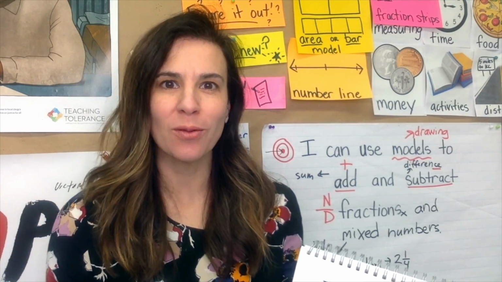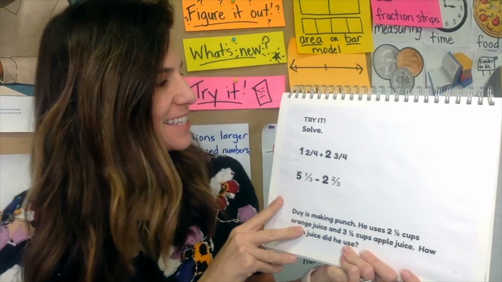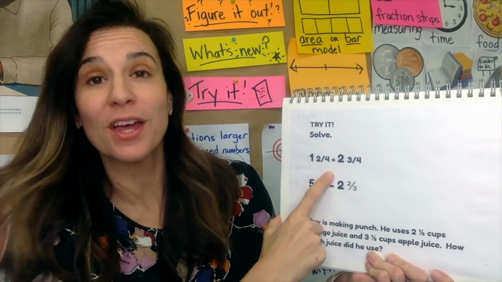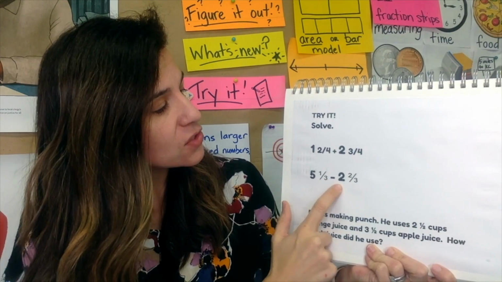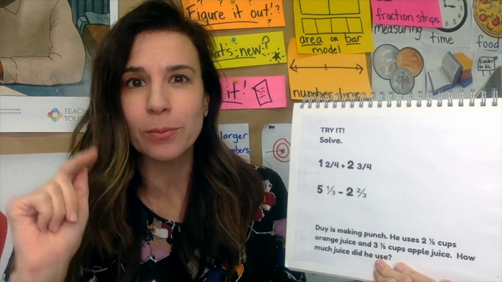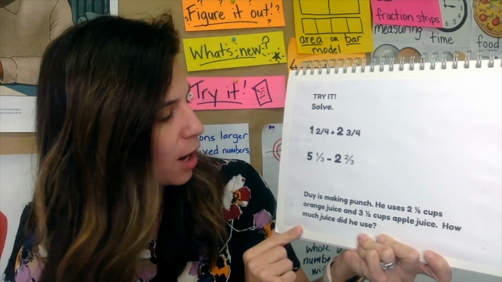Great job. Way to work through those problems with what's new. Let's move on to try it. Today I have a few more bare number problems. 1 2/4 plus 2 3/4. 5 1/3 minus 2 2/3. Remember, it's good to know it in your mind, but it's better to prove it with a model or a drawing. And let's look at this word problem.